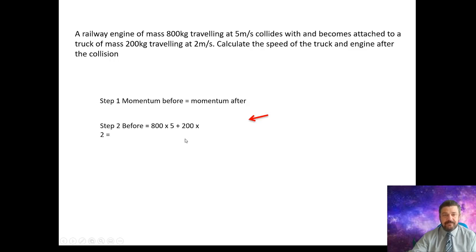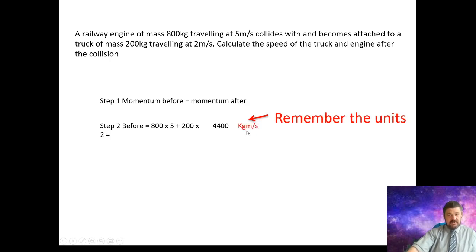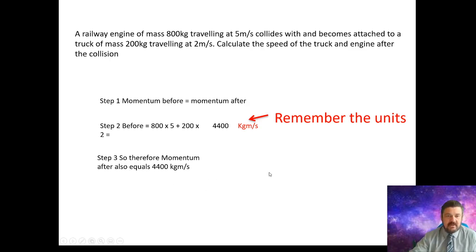So let's work it out before. We have 800 kilograms times 5. There we go, the momentum of the engine: 800 kilograms times 5, plus 200 times 2 for the truck. That gives us our total momentum before the crash: 4,400 kilograms meters per second. Remember our units: kilograms meters per second. So step 3, therefore the momentum after the crash must equal 4,400 kilograms meters per second. This is the conservation of momentum. What it is before the crash has to be the same after the crash.